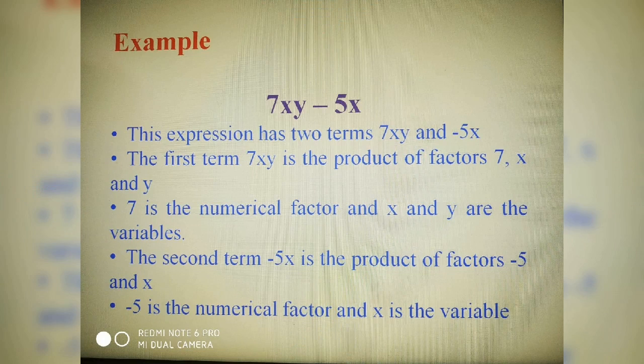Next example, 7xy minus 5x. The expression has two terms, 7xy and minus 5x. The first term 7xy is the product of factors 7, x and y. 7 is the numerical factor and x and y are the variables. The second term minus 5x is the product of factors minus 5 and x. And here minus 5 is the numerical factor and x is the variable.